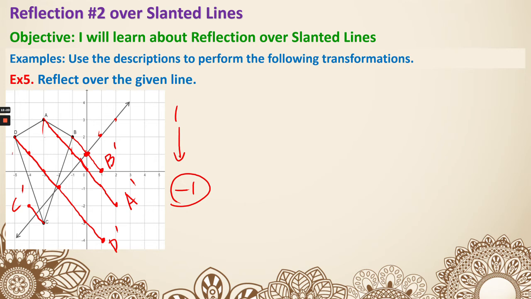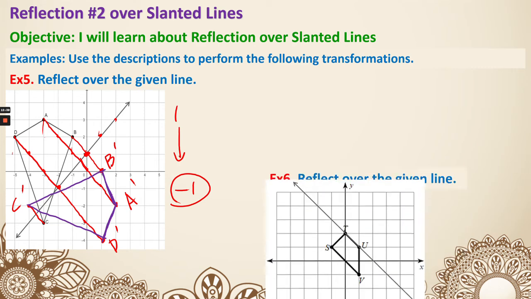Lastly, I just need to connect all the points. A prime to B prime, B prime to C prime, C prime to D prime, and D prime back to A prime. There's our shape. That's example 5.